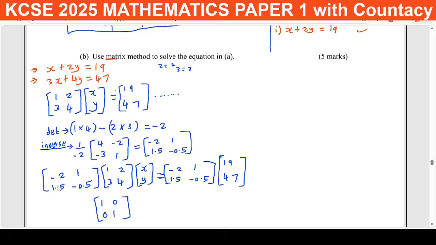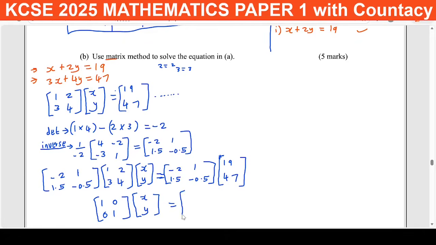Let's go ahead. The same case, once you multiply this matrix with this matrix, you're supposed to get 1, 0, 0, 1, like that. What we call the identity matrix. And that is multiplied by x, y, like that. On the right side, what do we get? On the right side, we do our numbers, we do our thing here.